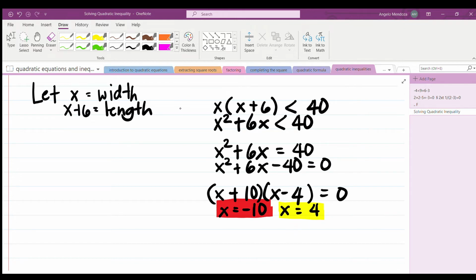So the answer is 4. The 4 here means that this will be our width. So you have this as your width, 4. Then your length will be x plus 6, so 4 plus 6 is 10. And the area is 40.